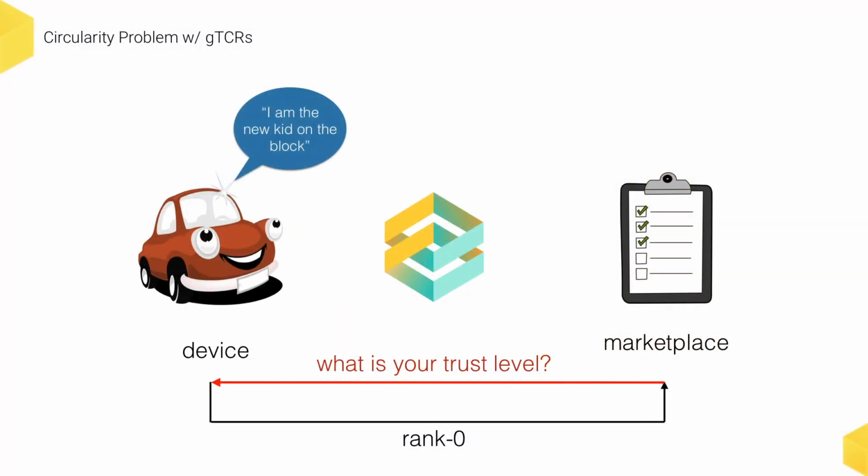So in order to solve that circularity problem, it makes sense to upgrade or downgrade the ranking of the car, and this way establish a trust level. So for example, it starts with rank zero, so it's really the new kid on the block. But over time, through that kind of challenging mechanism in the graded TCR protocol, it can build up trust.